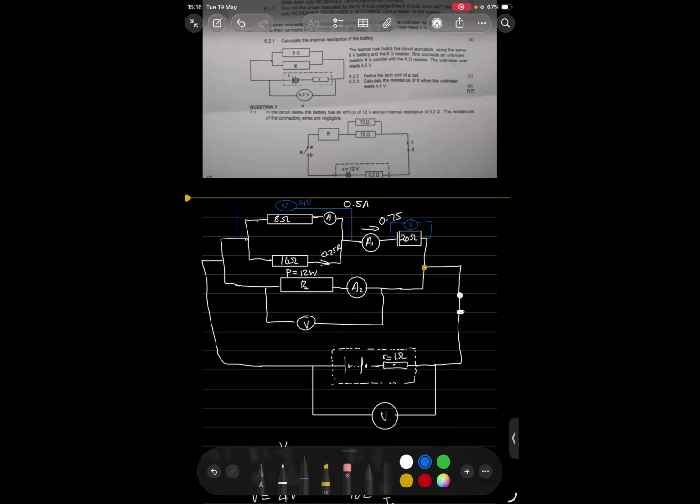Guys, what is the V there? I'm going to type it in the chat box. Why do we have to calculate the voltage there? Because I need the voltage here.